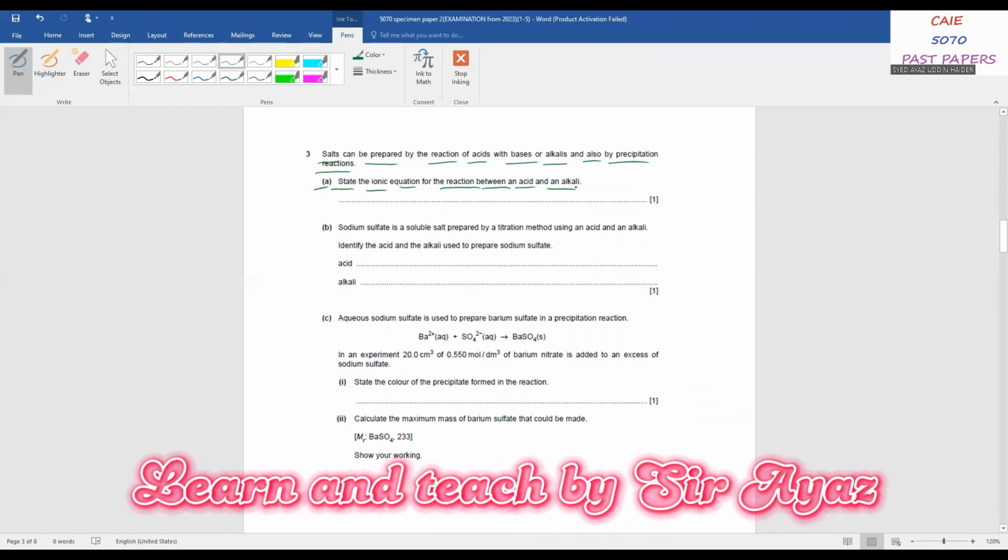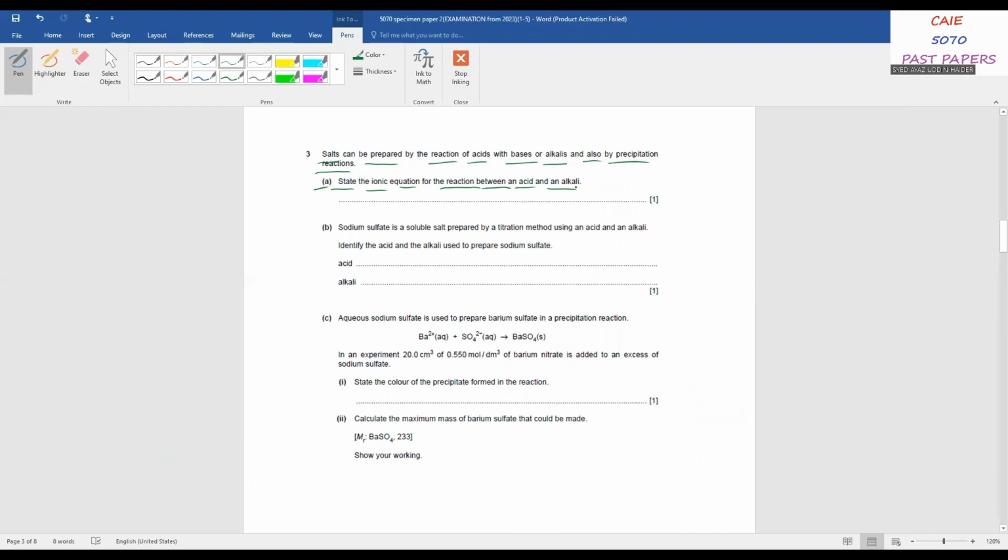Any acid and alkali, if you want to write the ionic equation, this ionic equation will remain the same. That is the reaction between H+ ion coming from the acid and OH- ion coming from the alkali. And the product will be H2O.